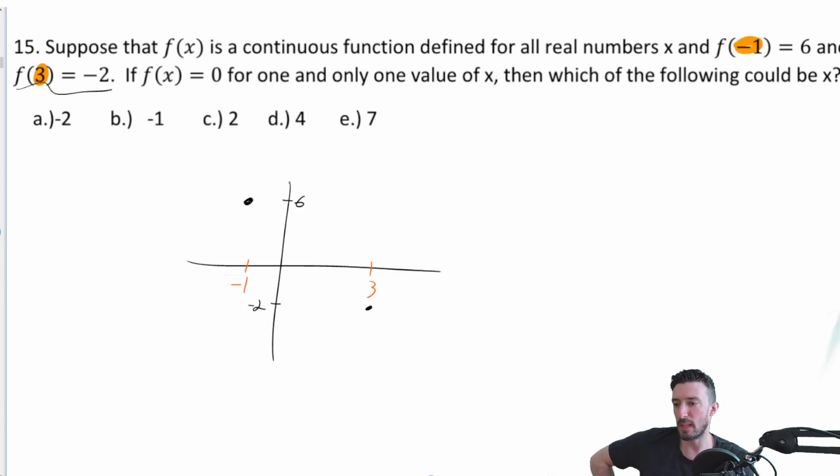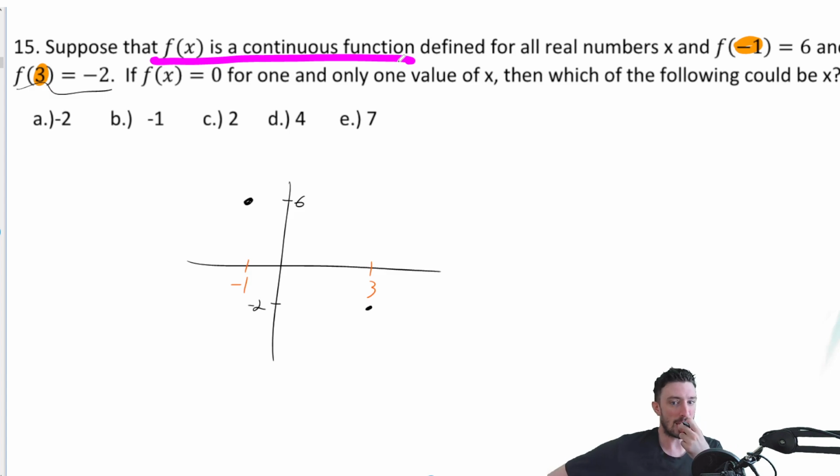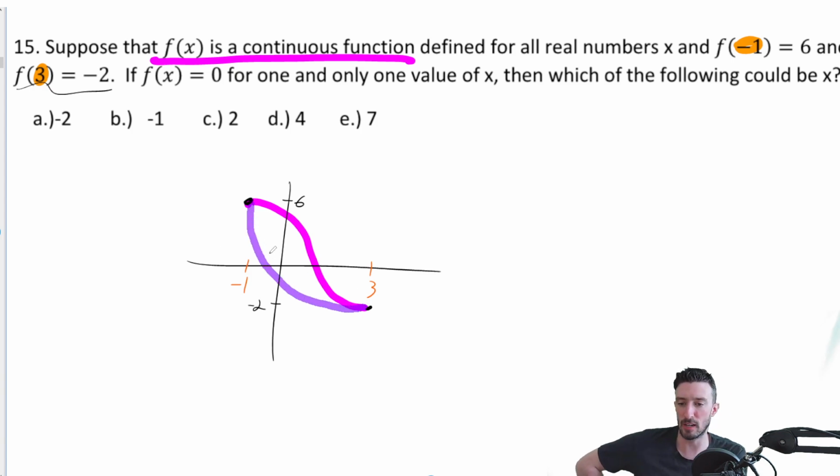Now, they're telling me that f is continuous. That means that I cannot pick up my pen once I decide that I'm going to draw some sort of way of getting from point A to point B. So maybe it's going to be one of these guys that I've drawn. I don't know. It could be really anything that is going to be continuous. So it even could just be a straight line. That would work as well.